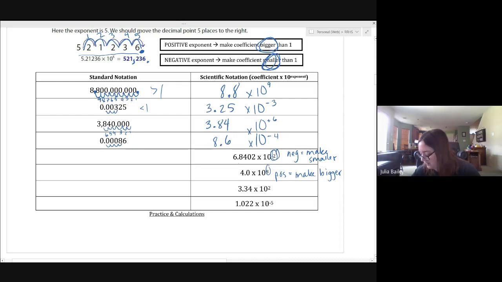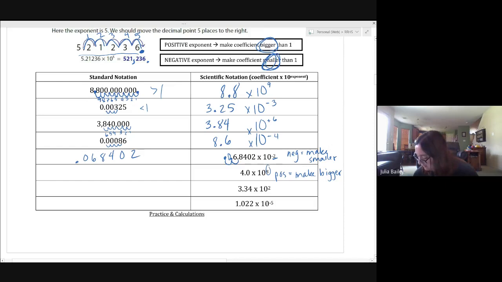So 6.8402, if I move it this way, 6.8 becomes 68, or move it again, 6.8 becomes 684. That's making it bigger. That's not what we want to do when the exponent's negative. So that's the wrong way to move it. I need to move it this way. 6 becomes 0.6. I have to move it 2 times because that is a -2 for the exponent. So I'll move it 1 more time. And then for that empty spot there, you just fill it in with a 0. So this becomes 0.068402.